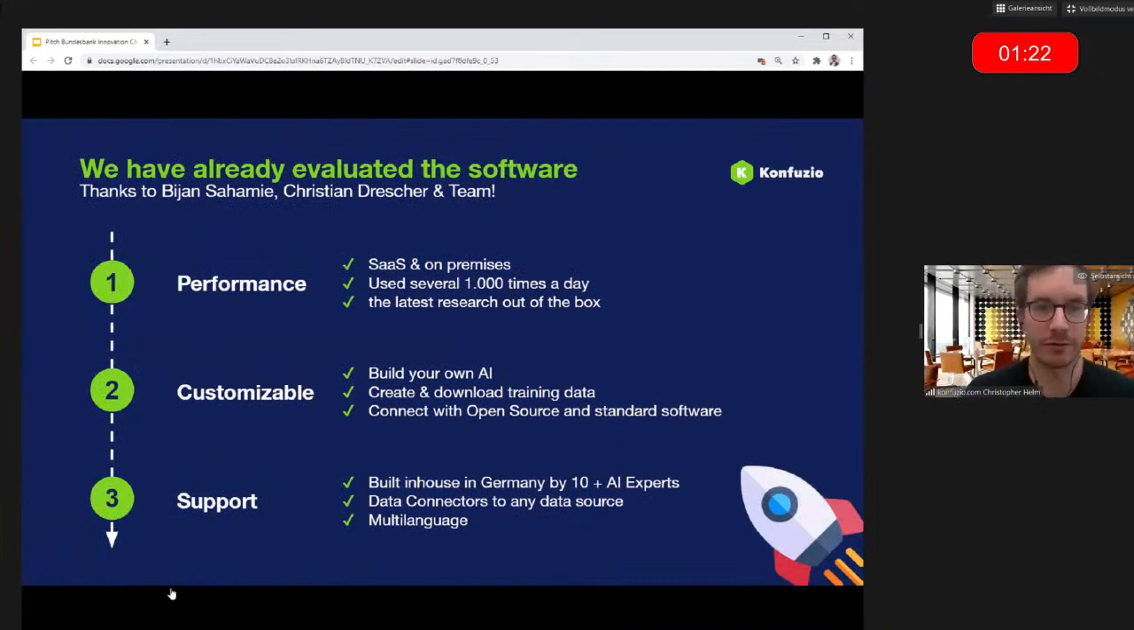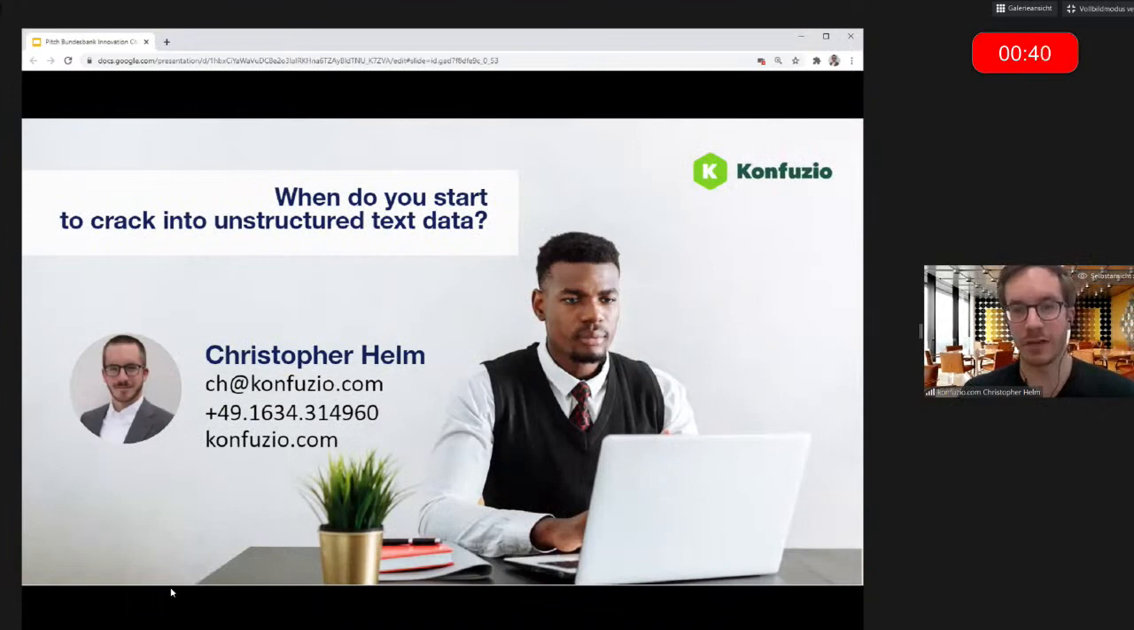So what do we bring into the collaboration? We bring a SaaS and on-premise solution, which is used several thousand times a day by major clients. And we bring the latest research out of the box for NLP and computer vision. Your experts can build your own AI or train it via the web interface. You can connect existing open source solutions or standard software to our platform and automate documents, emails, and any text data fully automatically. Built in-house, we provide the best support you can get on the German market and major data connectors for any major data source. So even if we are ahead of time, there's one question to think of: when do you want to start to crack into unstructured text data?